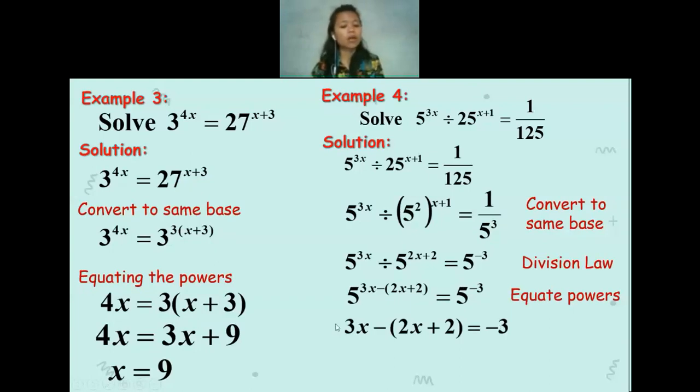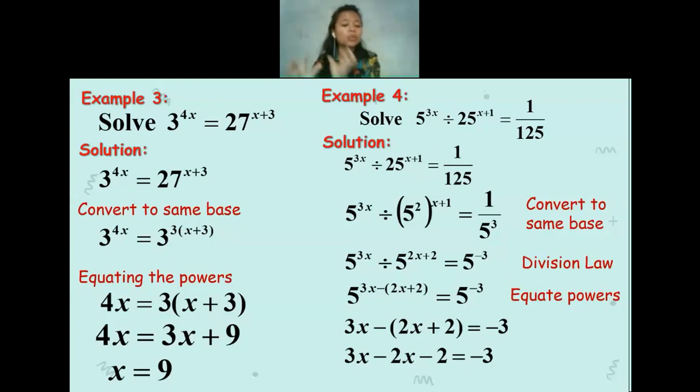That is also fine, because we already have the same base, which is base 5. We can cancel all of the 5s. We have 3x minus the bracket 2x plus 2. The negative works for the 2x and it also works for the 2. So in the end, we will have 3x minus 2x minus 2, because the negative works for everything inside the bracket, which are 2x and also 2.